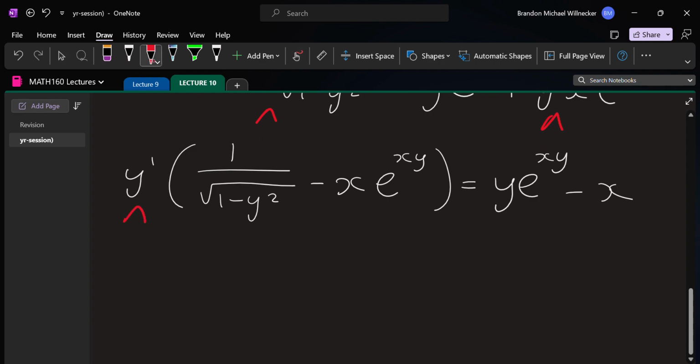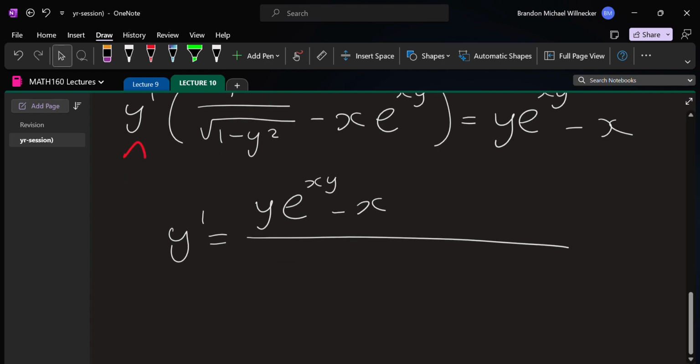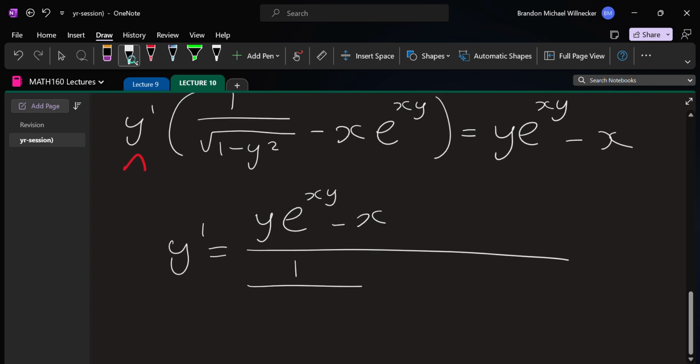Okay, now again, we still want to solve for this y prime over there. So we're going to have to divide by all that stuff in front. So that's y prime is equal to the right-hand side, that stays the same, divided by all that stuff in front. So that's the 1 over root (1 minus y squared) minus x e to the xy. Okay, quite messy. I don't know if we can do any simplification here, but that's our answer.